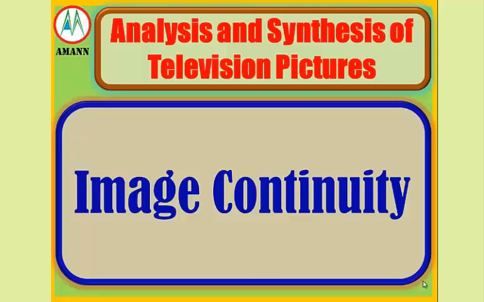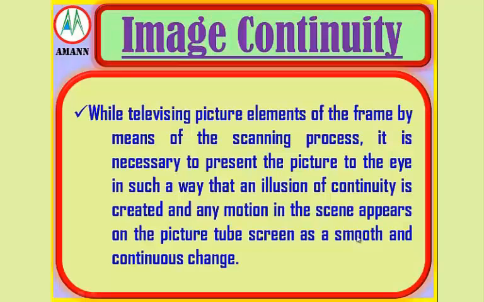Analysis and synthesis of television pictures. Under this is image continuity. While televising picture elements of the frame by means of the scanning process, it is necessary to present the picture to the eye in such a way that an illusion of continuity is created and any motion in the scene appears on the picture tube screen as a smooth and continuous change.